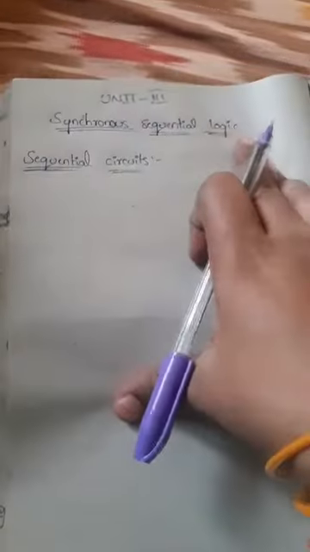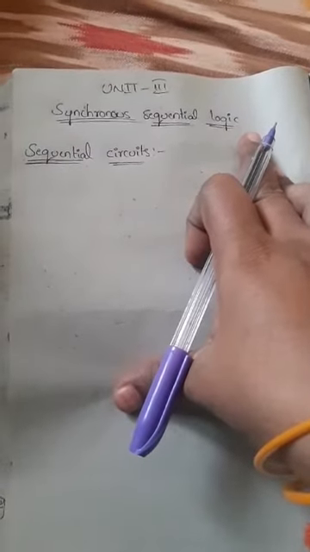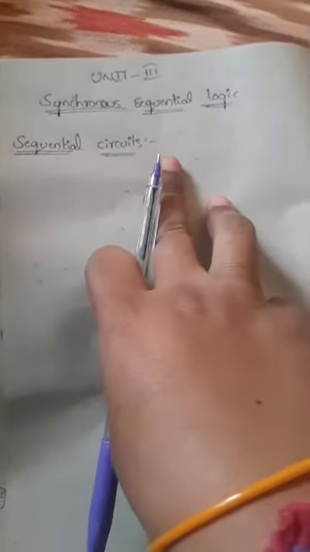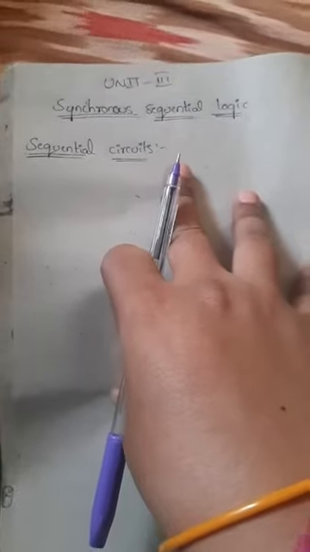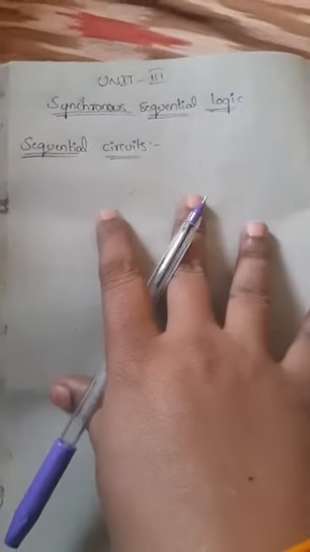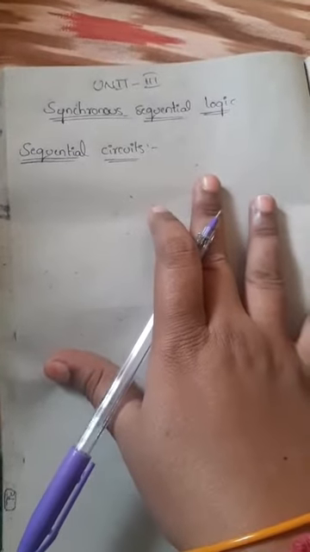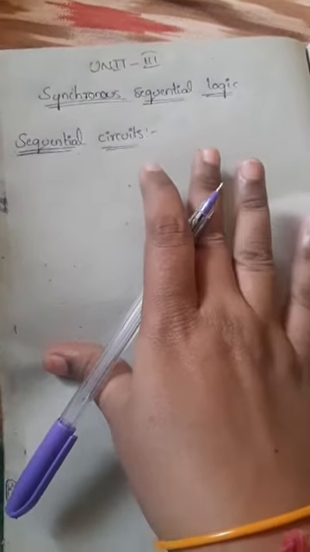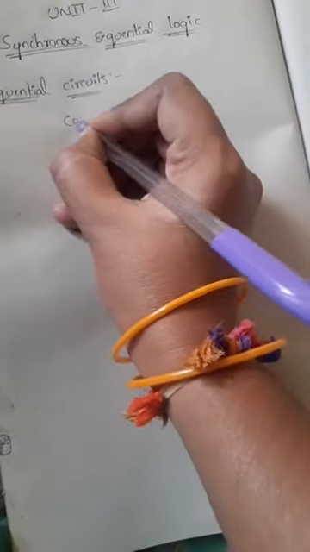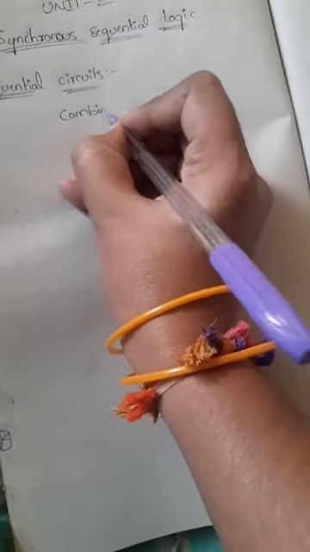In this class we are going to start the third unit, that is synchronous sequential logic. Now, in that the first topic is sequential circuits. Here, first of all, we need to see the introduction of sequential circuits. First of all, what is meant by a sequential circuit? A sequential circuit is generally a combinational circuit with memory.